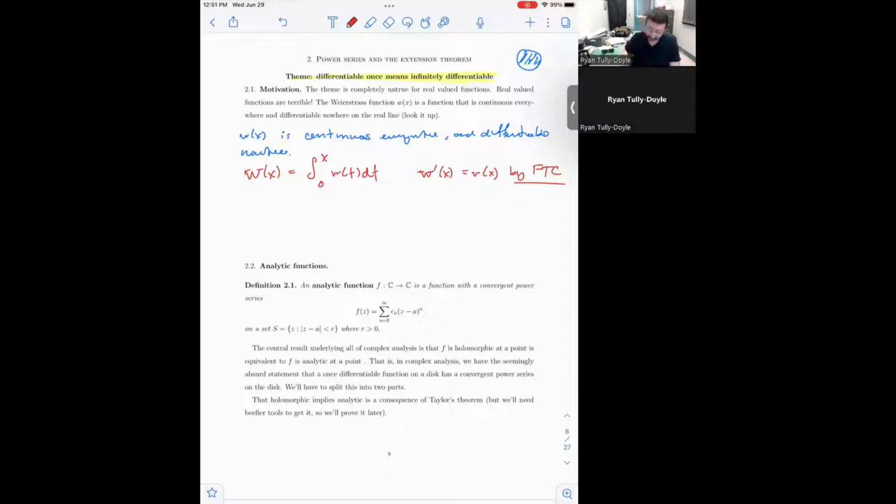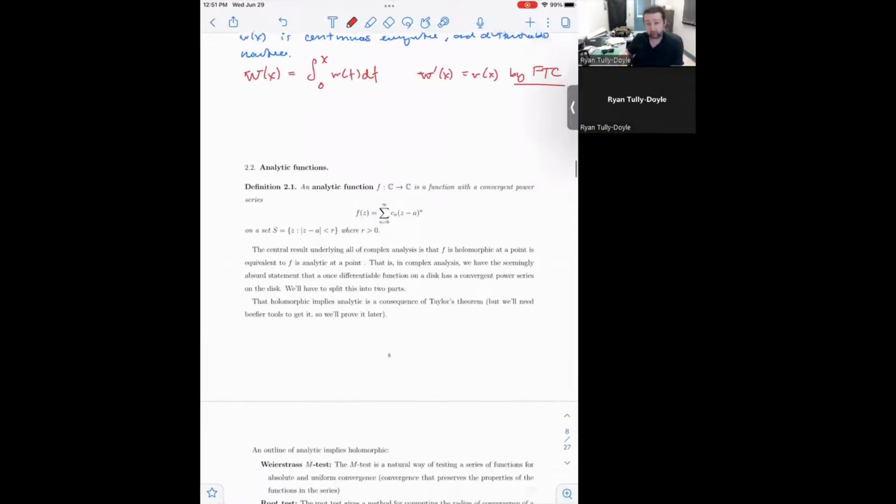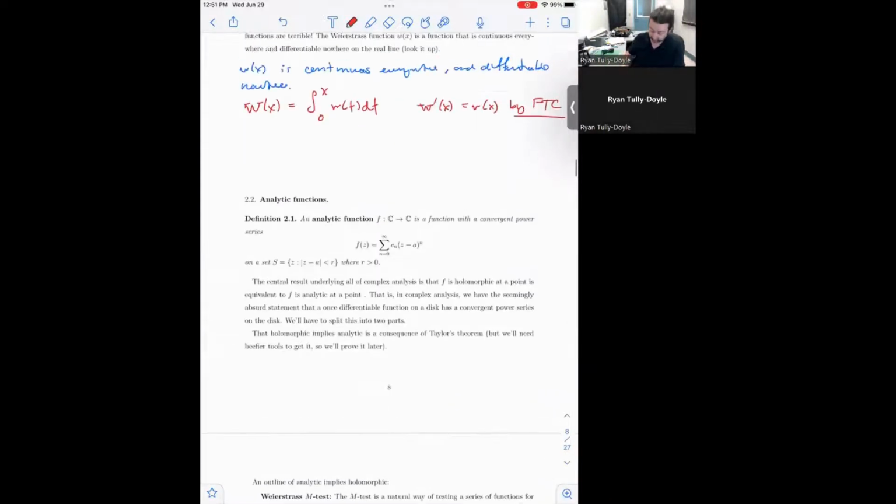Okay. So now we're going to move on to defining our second set of important functions, which turn out to be equivalent. First, I'm going to forcibly remind you here that when I say holomorphic, I mean differentiable once on a disk of positive radius. Okay, so an open disk.